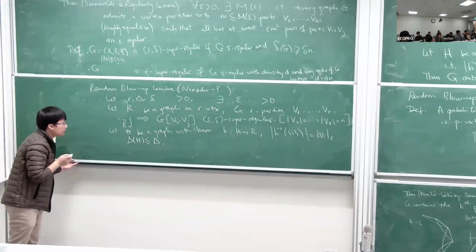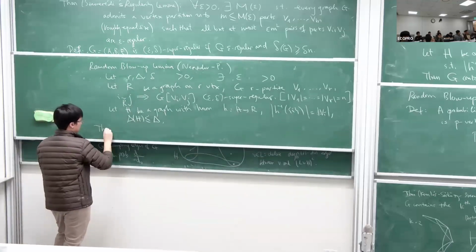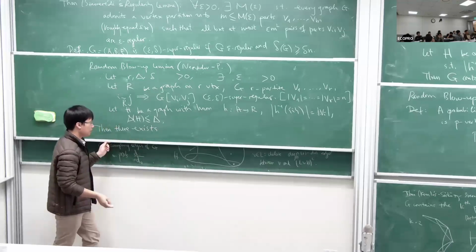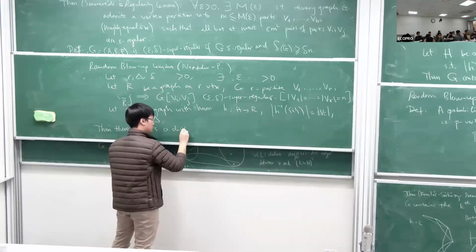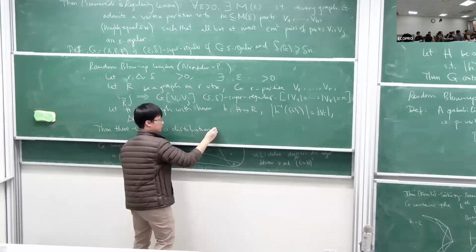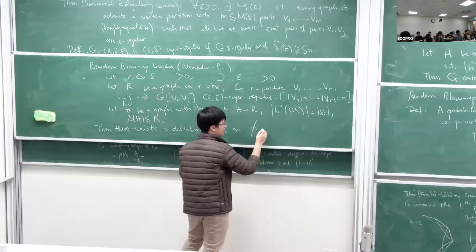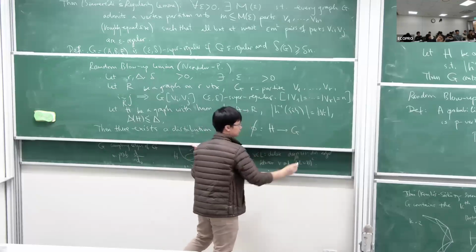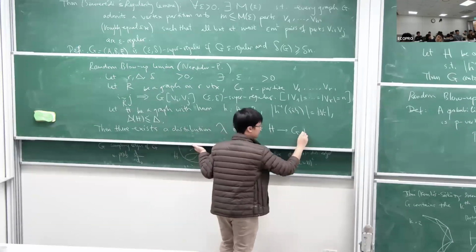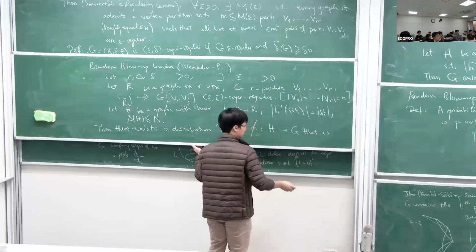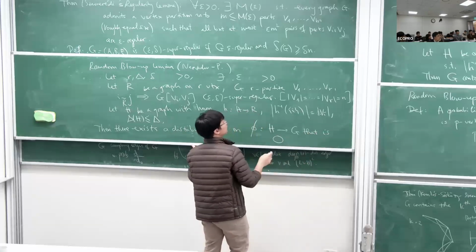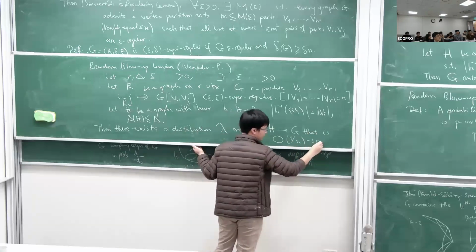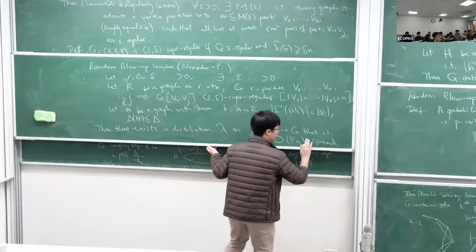Okay, so the conclusion is that there exists a probability distribution lambda on embeddings from the graph H into the graph G that is big O, depending on all of the parameters, 1 over n spread, which is optimal, of vertex spread.